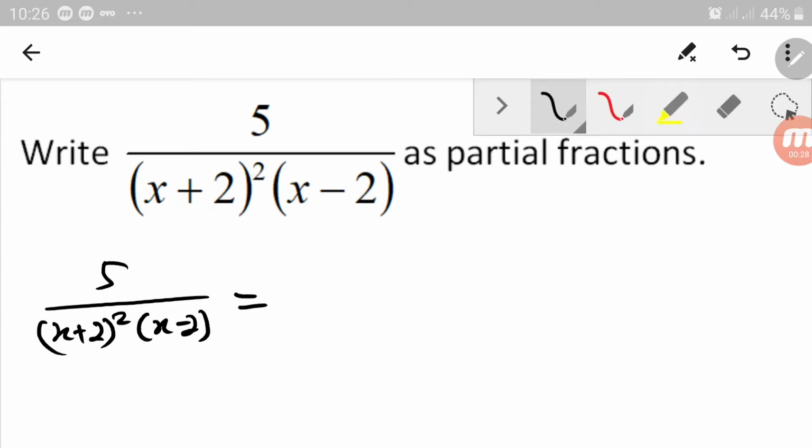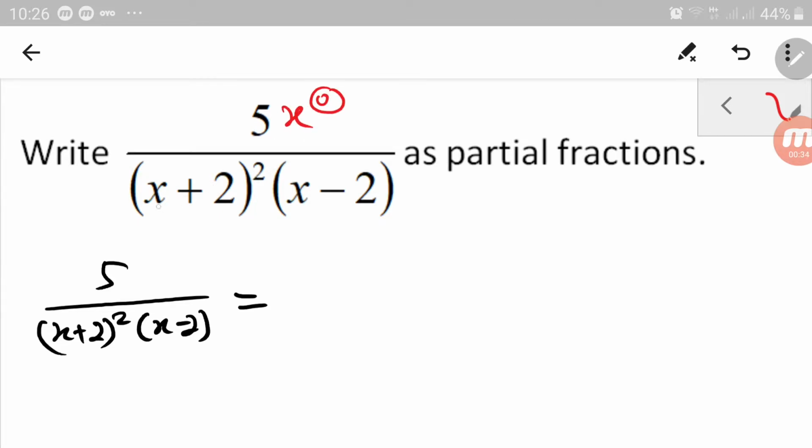First thing first, we have to make sure whether it's proper or not. The numerator's power is 0, so its degree is 0. For the denominator, the highest power is x squared, and then we multiply by x to the power 1, so the degree is 3. Since the degree of the numerator, which is 0, is less than the degree of the denominator, it is a proper fraction. So no need for long division.